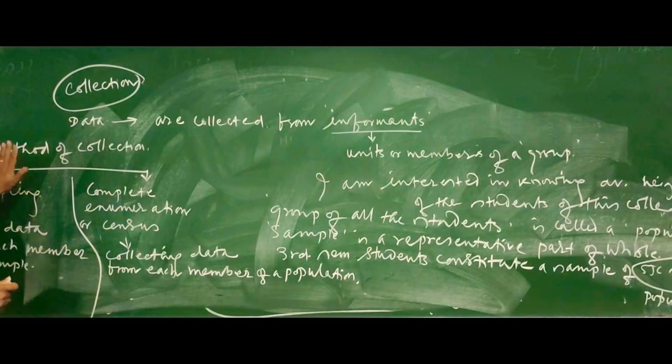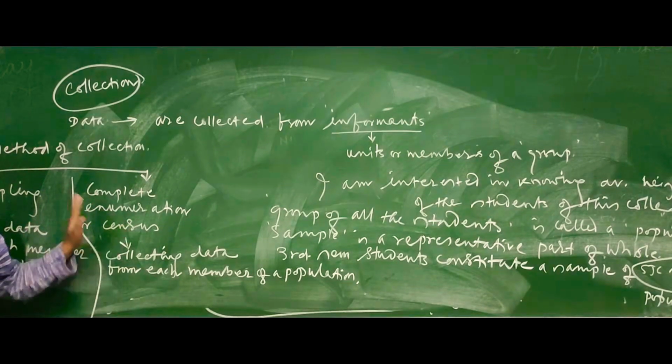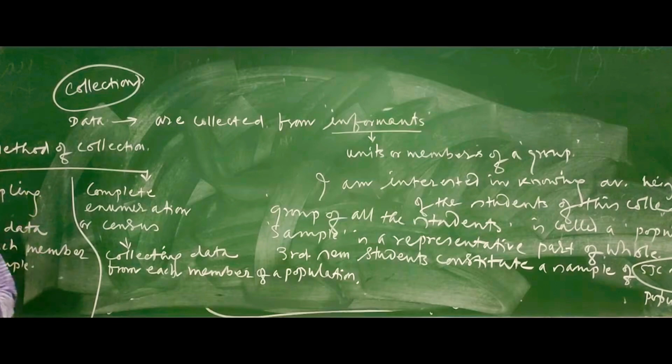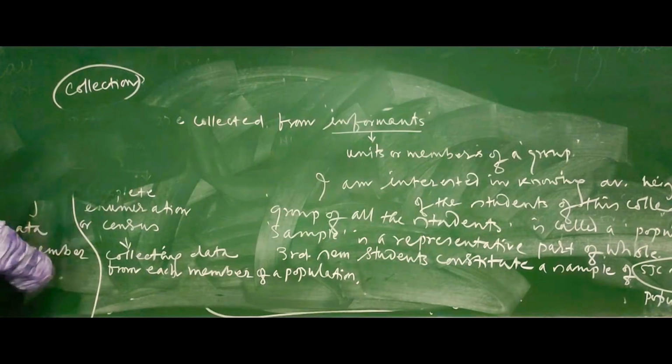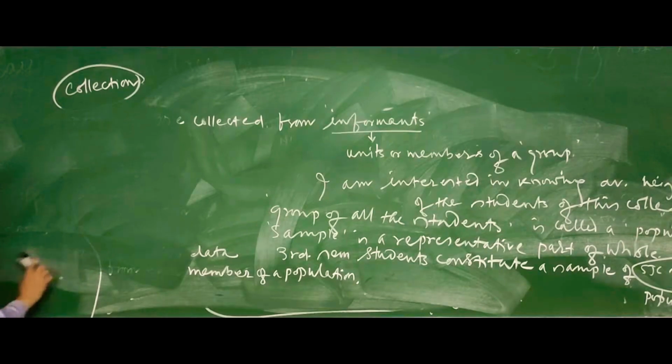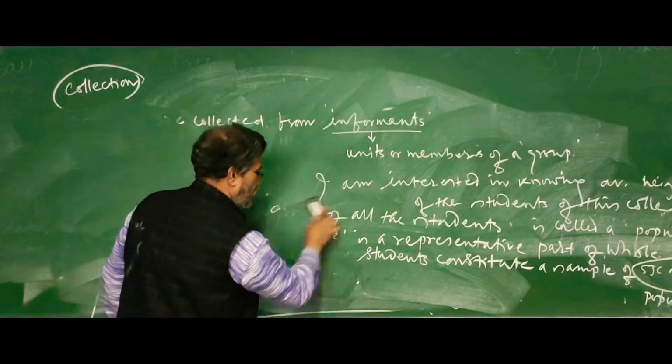Anyway, method of collection, sampling and computation. Now we are interested in this sampling. Be it sampling or complete enumeration, again there are three methods of collecting information. Okay, let us wipe it out. Then I talk about.